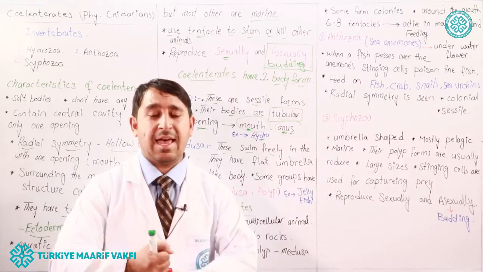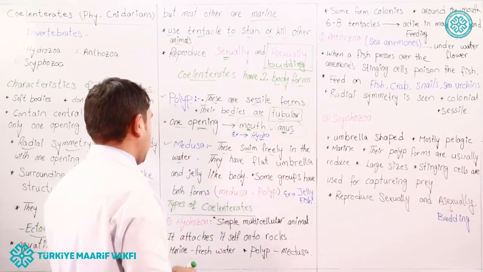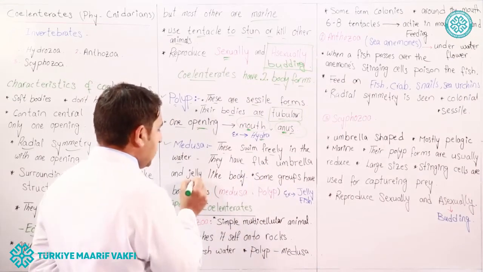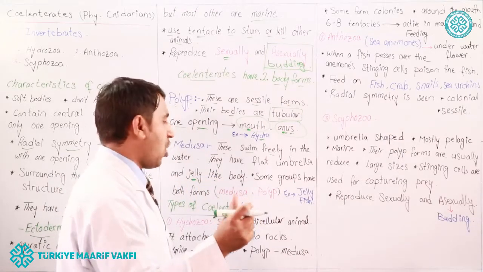Which type of umbrella? An opened umbrella. So flat umbrella shape. And their bodies are jelly-like. Body structure is which type? Jelly-like structure. They are soft.